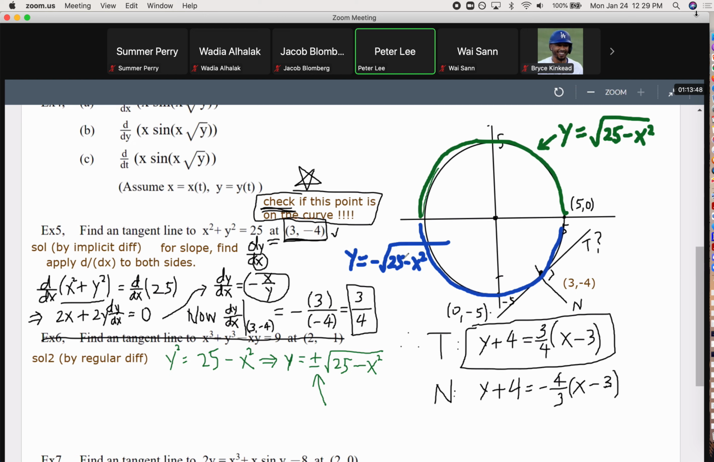And the boundary points, (5, 0) and (negative 5, 0), those points are included in both. This point right here is included in both the top half circle and the bottom half circle, so they belong to both.